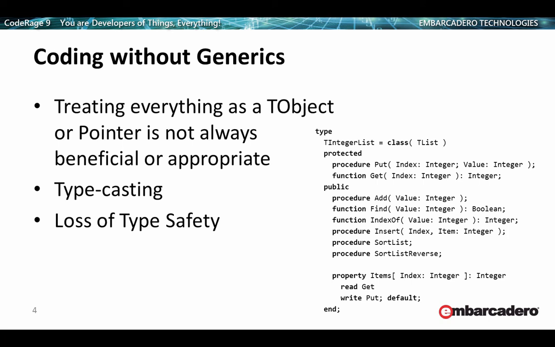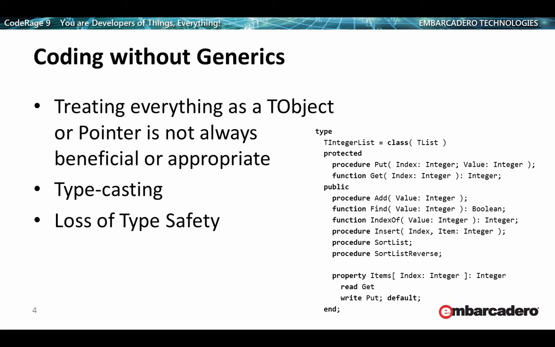Well, first, let's look at what we run into when we don't use generics, where it's very common to treat everything as a T object. I mean, if you listen to the object-oriented theorists, that is the way. That's the best thing ever. Everything is an object. We can just put anything into a list of objects and everything will just work happy. Well, in practicality, that isn't always the case.